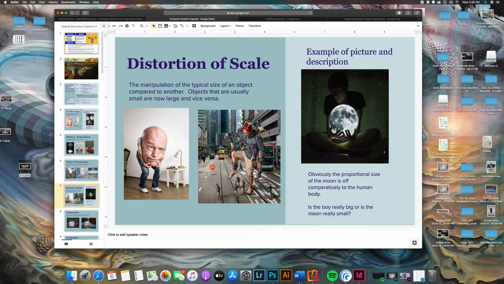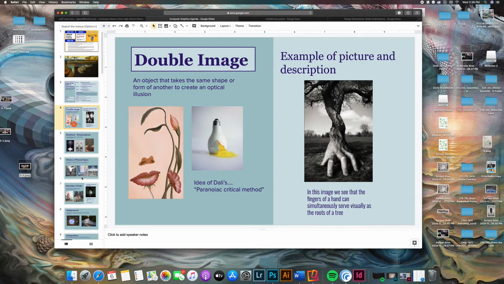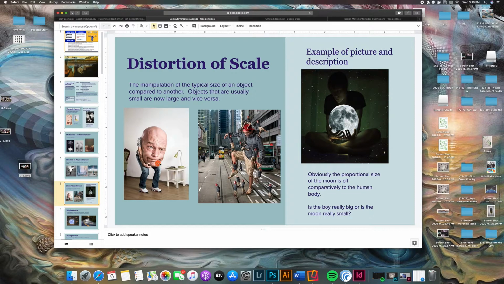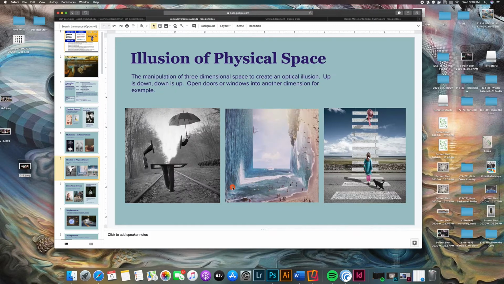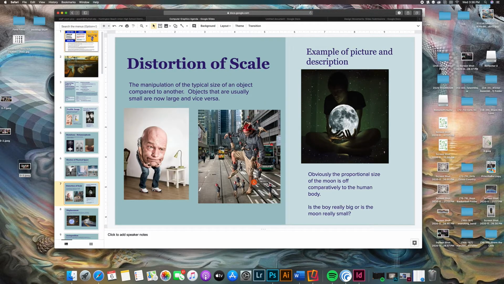Distortion of scale. For this example, things that are of a typical size compared to others are vastly distorted. So obviously, this guy's head should be a lot smaller comparatively to the body. And of course, this guy's got a bunch of small people around him.